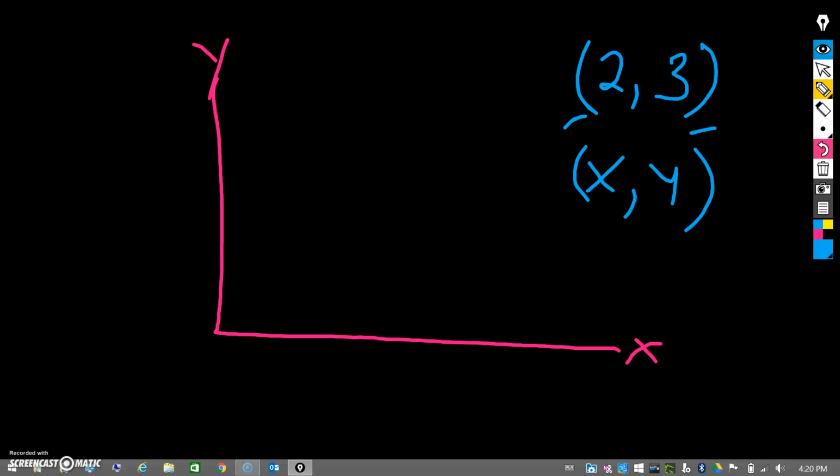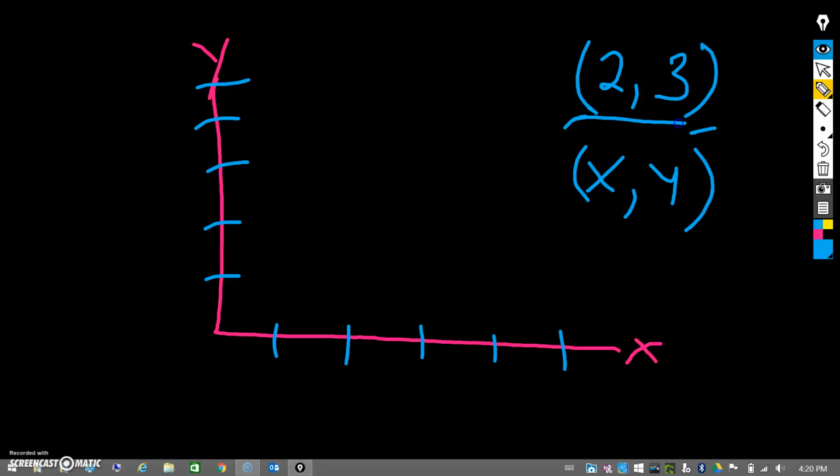So I'm going to make some kind of arbitrary marks on my axes. So I've got 1, 2, 3, 4, 5. 1, 2, 3, 4, 5. Okay, and they're about equal-ish or so. We'll talk about grid paper later, but for right now we're just going to think of it like this.